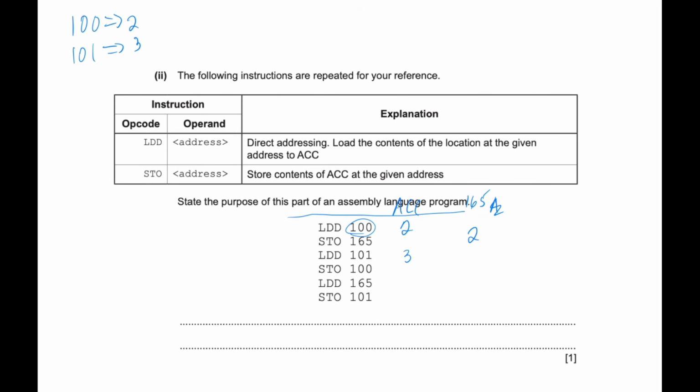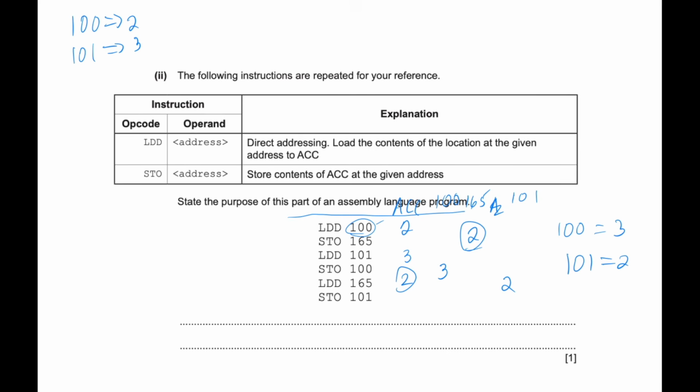And we're going to store 3 at location 100. So what was here? We'll store 3 at location 100. And then we're going to take whatever's in 165, so whatever's right here, and load this into the ACC. So we're going to get 2. And then we're going to store whatever is right here. So at 101, we're going to store 2. So that means that now 101 has the value 2, and 100 has the value 3.